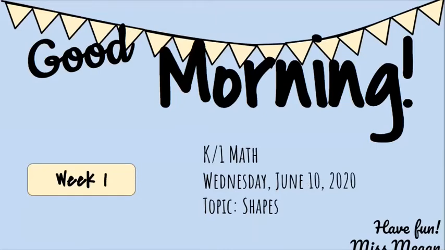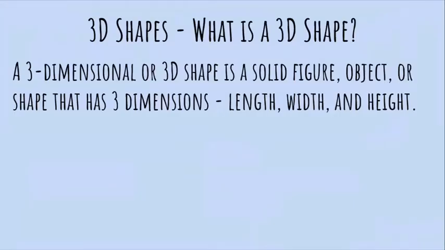Hi everyone. For this week's math lesson, we're going to talk about three-dimensional or 3D shapes. So what is a 3D shape? A three-dimensional or 3D shape is a solid figure, object, or shape that has three dimensions, which are length, width, and height. So how long is it, how wide is it, and how tall is it?